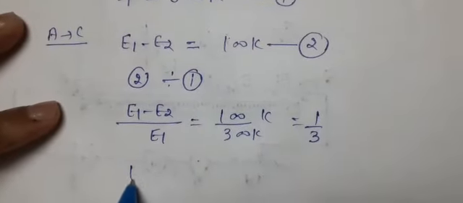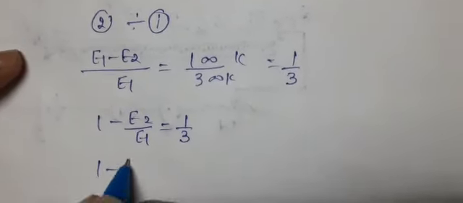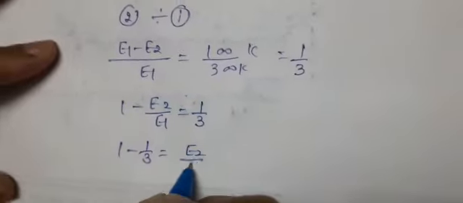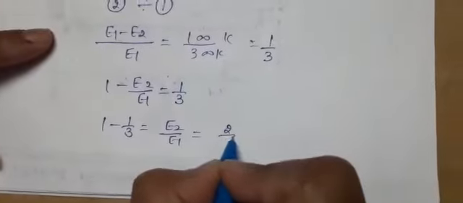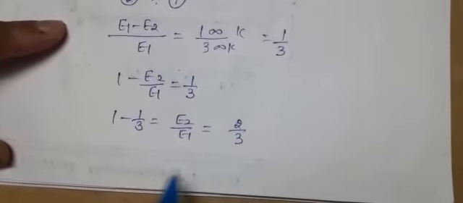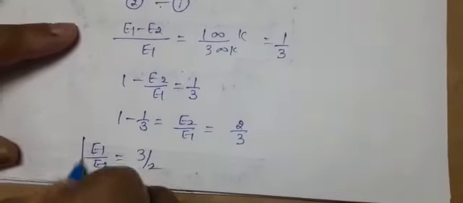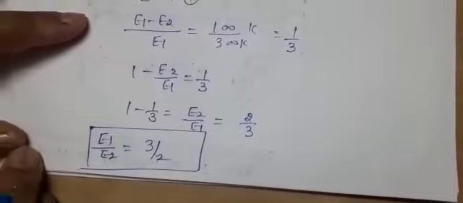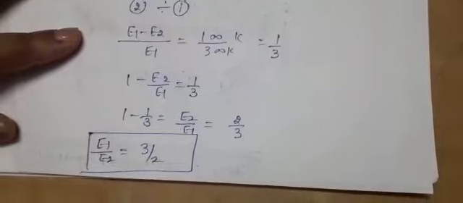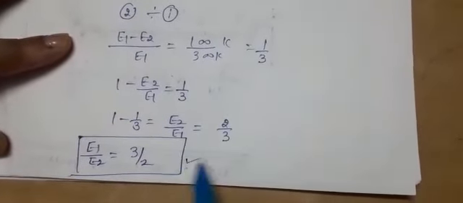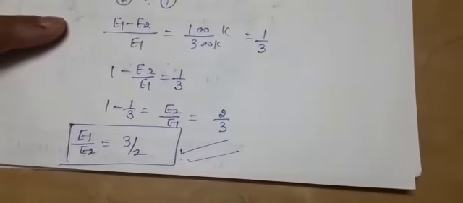So now when you solve, 1 minus E2 upon E1 is 1 by 3. Rearranging, 1 minus 1 by 3 is E2 upon E1. Taking LCM and solving, it comes out to be 2 by 3. Now what you have to find? The ratio of E1 and E2. So E1 upon E2 will be 3:2. So you can see here, by using the concept that EMF is proportional to length of the wire, basically the principle that potential drop is proportional to length of the wire, we have obtained the ratio of EMF of the two cells which are connected.